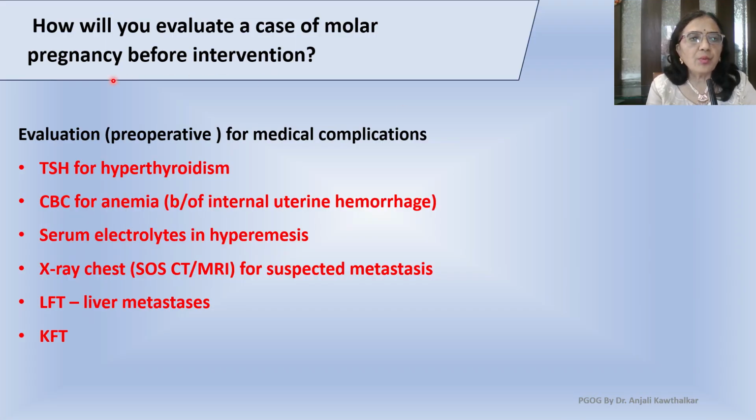How will you evaluate a case of molar pregnancy before intervention or before you plan treatment? Pre-operative evaluation for medical complications should include TSH to rule out hyperthyroidism, CBC for anemia because of internal uterine hemorrhage, serum electrolytes, especially when the patient presents with hyperemesis, and X-ray chest. If metastasis is suspected, we have to go for CT and MRI also. LFT, as sometimes there can be liver metastasis, and KFT.